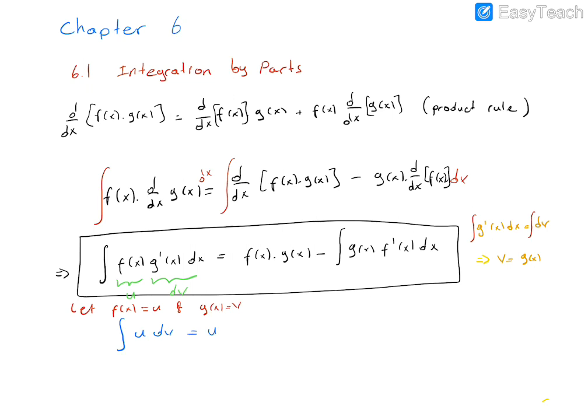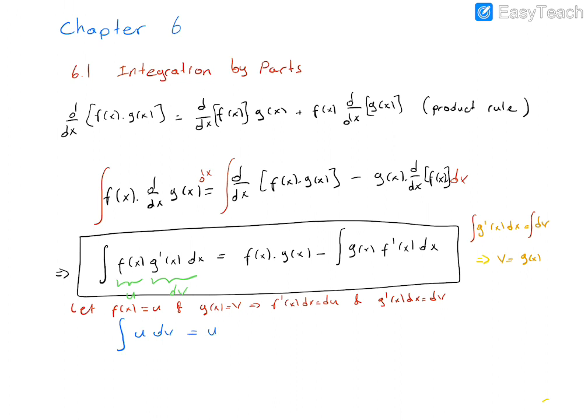So from here, let's analyze. I said that dv equals g prime dx, so actually our starting point is that. This implies f prime x dx equals du from the first equation, and from the second equation g prime x dx equals dv. So by using both of these equations, we can say that this is u, this is dv actually.